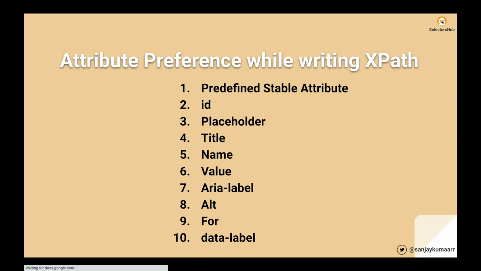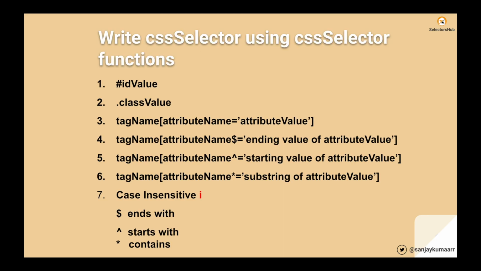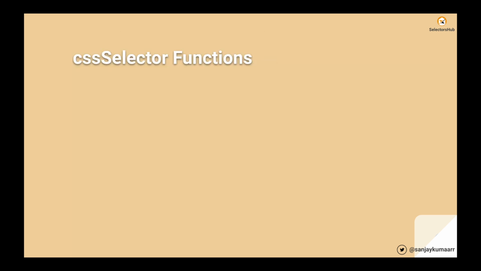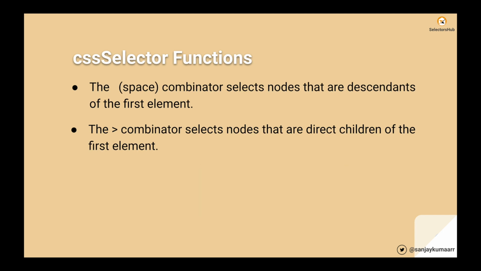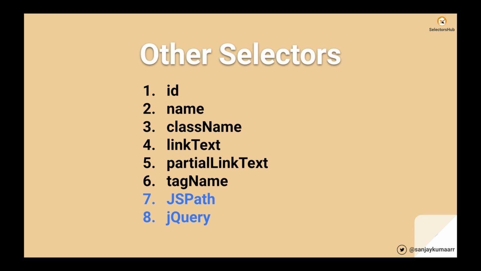XPath and CSS selectors, locators, these are very, very important concepts. For advanced automation, almost 90% of our automation script depends on locators. And whenever scripts break, they break because of selectors only, locators only. So this knowledge is really, really required.